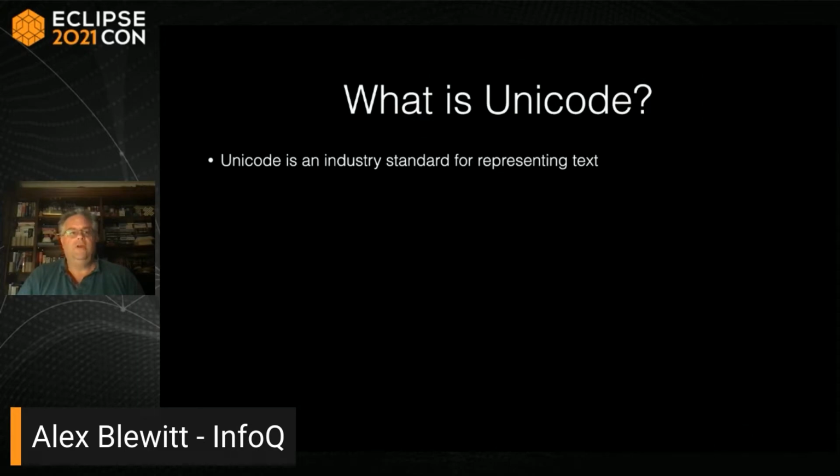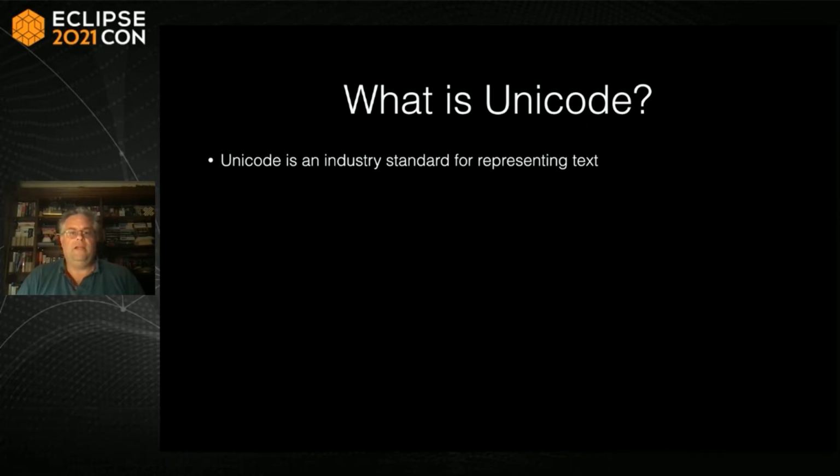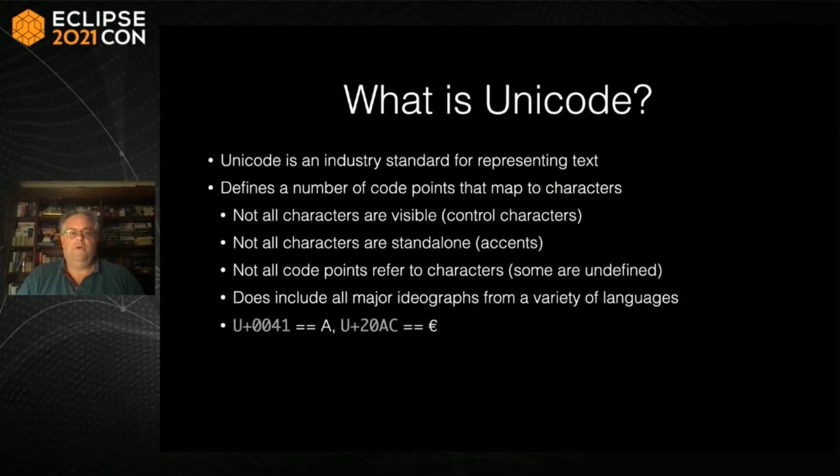So to start off with, what is Unicode? Unicode's an industry standard for being able to represent text that came around just before the turn of the millennium. It defines a number of different code points that map to characters, but not all code points or characters are visible. Sometimes you have control characters inside there. Not all characters are representable as a standalone thing. They might be accents that amend or modify an existing letter. And not all code points are defined, so you have some undefined code points as well.